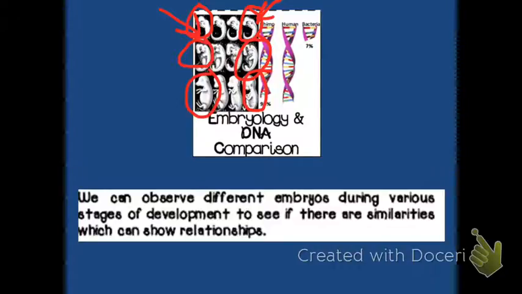So we can see that as the embryo develops, it starts out very similarly, which points back to the idea that all living organisms came from some common ancestor. So when we first start developing, we look very similar, we develop similarly, which points back to a common ancestor for living organisms on Earth. So that is embryos.